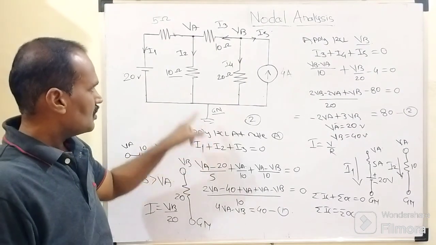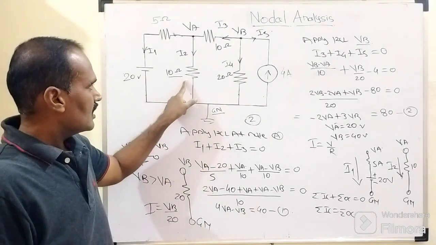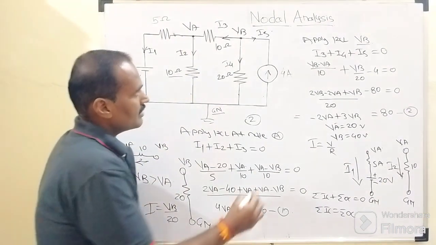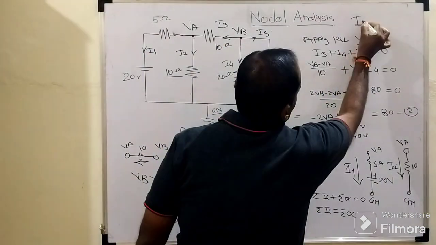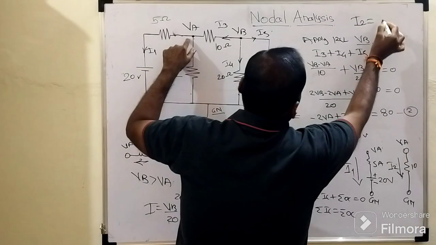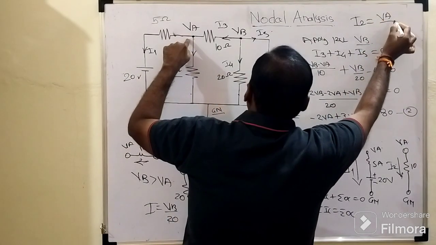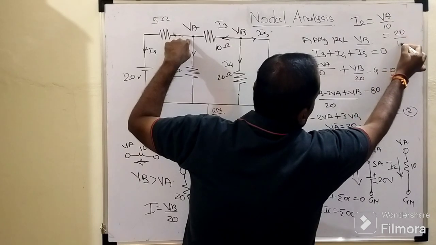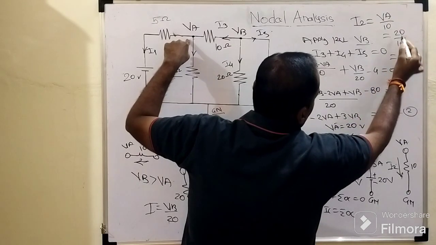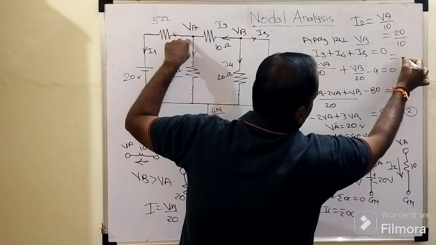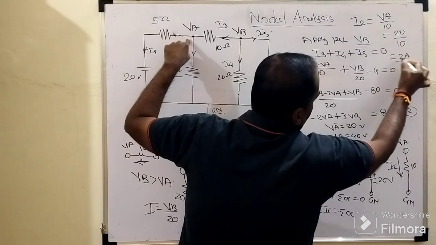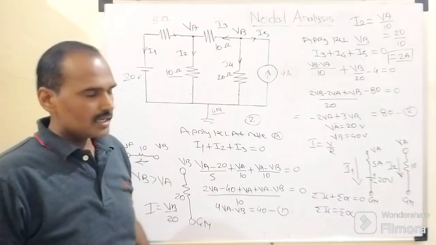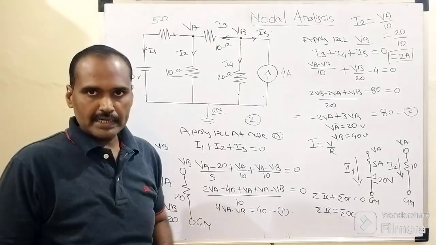So our area of interest is what? We are supposed to determine the current flowing through this 10 ohm resistor, meaning we need to determine this I2. So I2 equals to what here? I2 equals to V by R, VA upon this 10 ohm. VA equals to how much? 20 upon 10. So the current flowing through this 10 ohm resistor is 2 ampere, right?